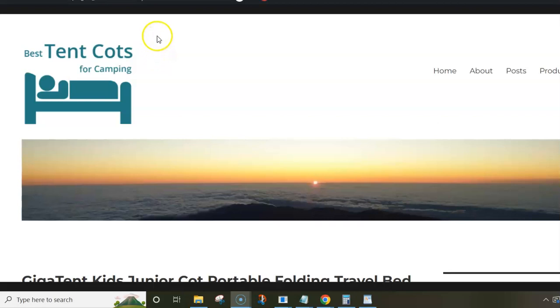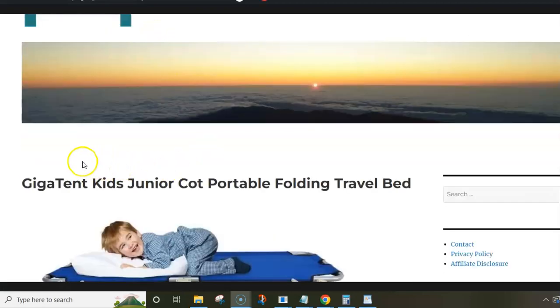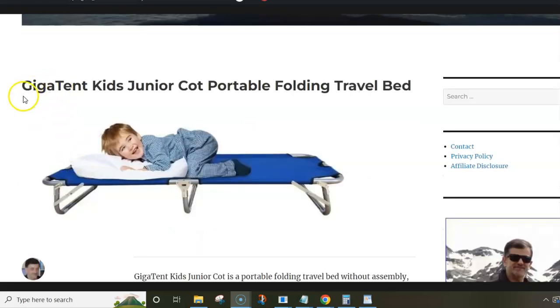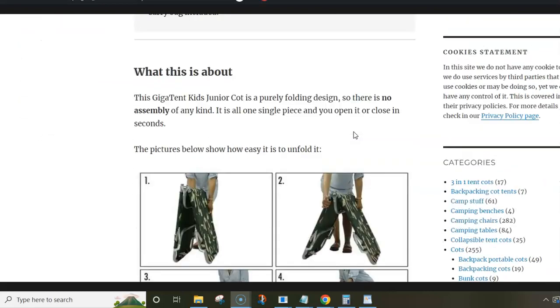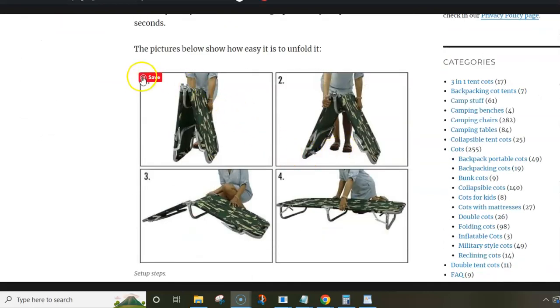Hello everybody. In this video I want to present a tent cot for kids. So this is GigaTent Kids Junior Cot, which you see here in the picture. So this is a purely folding cot, and this means it has no assembly. You simply open it as shown here in the pictures, or close, and this is done in seconds.